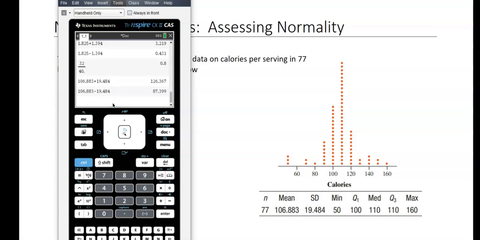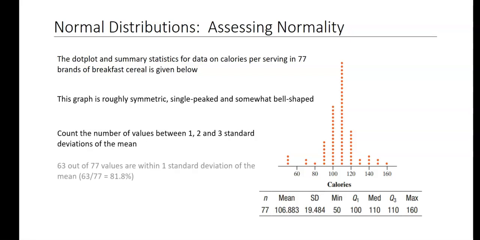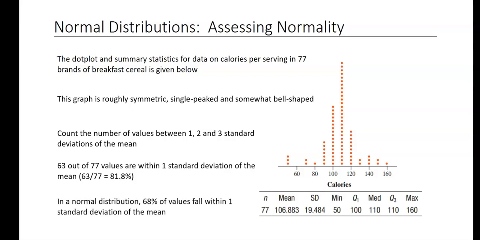So 77 minus 12 is 65. So 65 divided by 77 is 84%. I was hoping for 64% or 68%. Got way too much, right? So we got 63, they counted 63 out of 77. 68% should be, so 82, 84, any of those you get, it's definitely not the 68% we wanted. So this is not approximately normal. We don't really have to keep testing there, really.